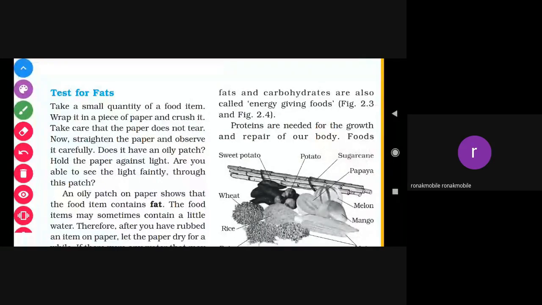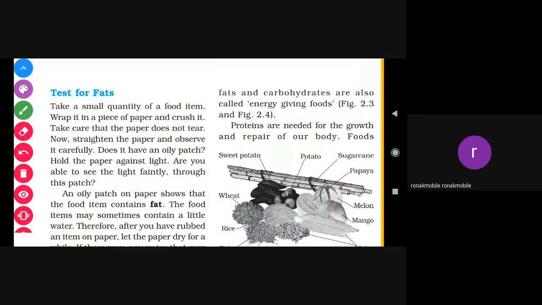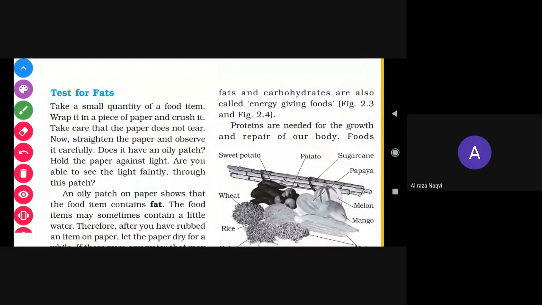Let's perform test for fats. This test is very, very simple. What you need to do is take the food item you want to test, wrap it in a piece of paper, and then crush it. If that food contains oil, then oil stains will appear on the paper, right? Yes, ma'am. So that's how you will know that your food item contains fat. Simple. Yes or no?